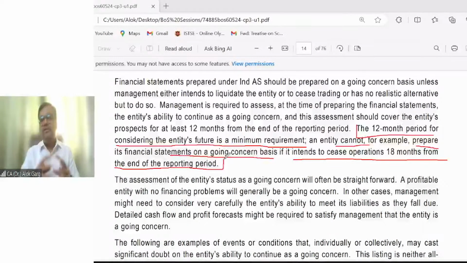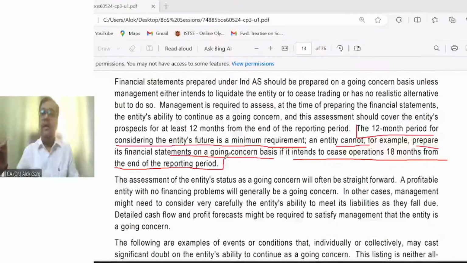So what the study material says is that if today you have already decided that after 1.5 years you will shut down your business, in that case, will you still show your financial statements as a going concern entity? The answer is no. It says that since by the time you are preparing your financial statements you have decided that you will shut down your business in the next 1 or 1.5 years.